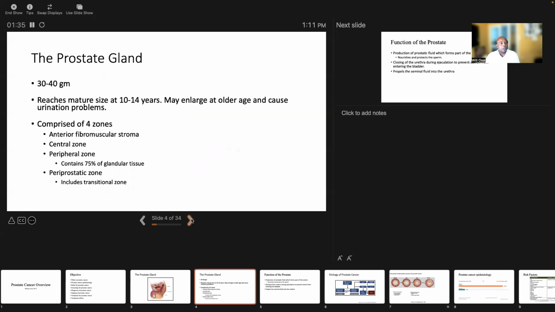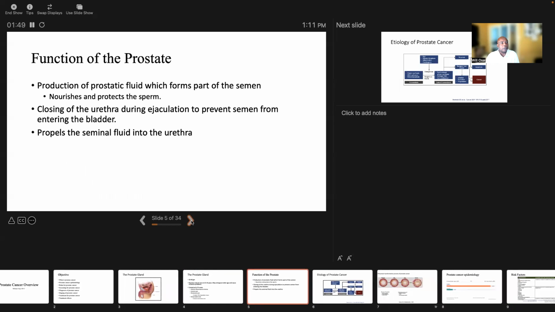Prostate has 4 zones: the anterior fibromuscular zone, the central zone, the peripheral zone, which contains 75% of the glandular tissue, and the periprostatic zone. What are the functions of the prostate? The prostate produces the prostatic fluid, which forms part of the semen. The function is to nourish and protect the sperm. The prostate helps in closing the urethra during ejaculation to prevent sperm from entering the bladder. The prostate also propels the seminal fluid into the urethra during the contractions that accompany ejaculation.